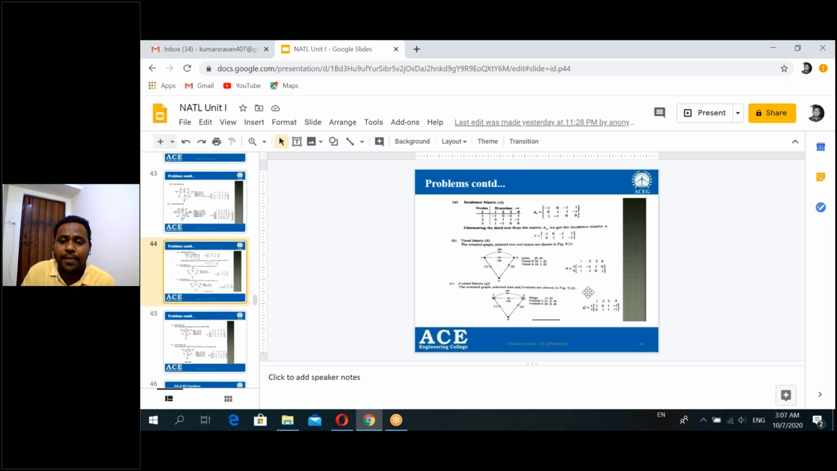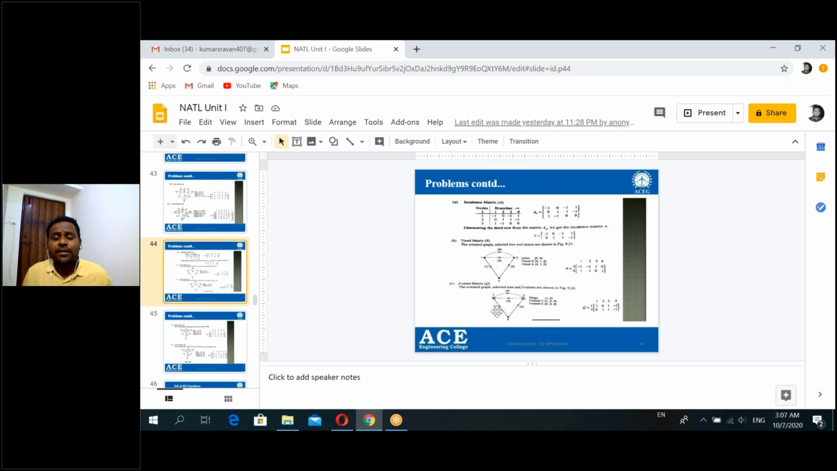Next, in loop 2, 1, 2, 4. In 1, 2, 4, 4 is our link. The 4 link direction and the 1, 2 directions are similar. That's why all positive, 1, 1. Remaining is 0. Next, in cut set.